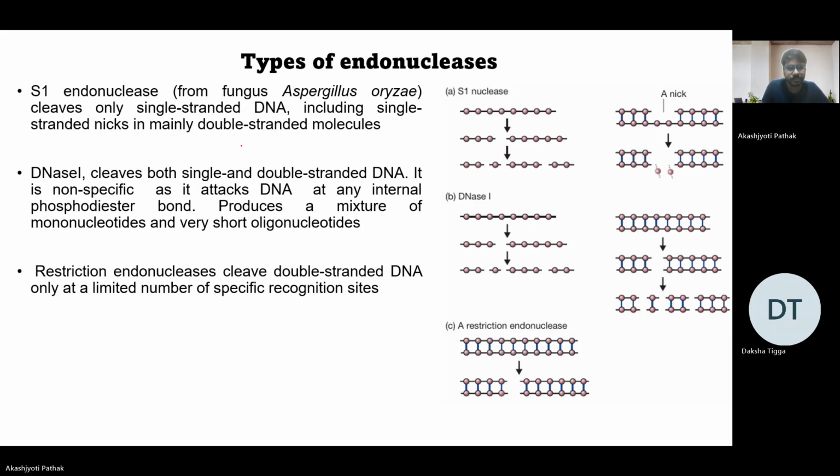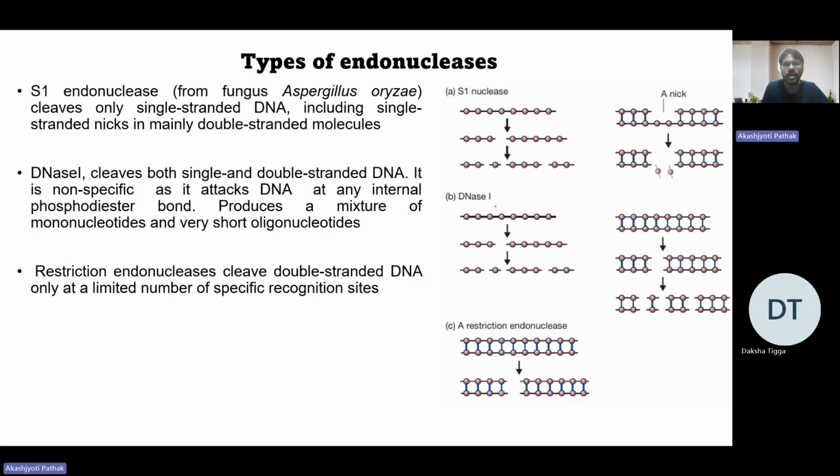Okay. Or it can also act on a nick. So if, for example, a nick has been created, for example, your RNA primer, which was there, has been removed by, say, DNA polymerase 1, then a nick is created. Now, once this nick is created, in the double-stranded DNA there is a small region which is single-stranded DNA. So now in this single-stranded region, this S1 nuclease can act, and it can cleave this single-stranded DNA. Okay.